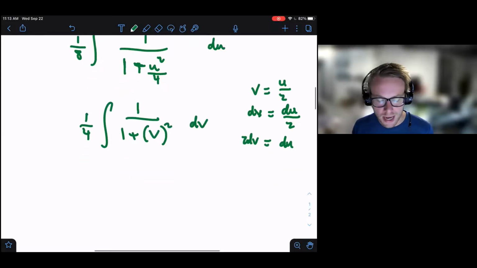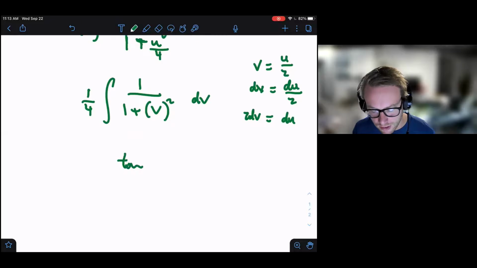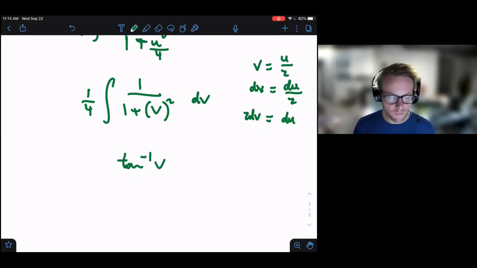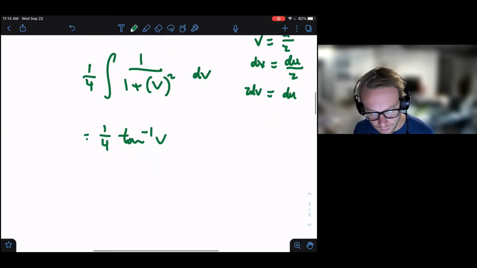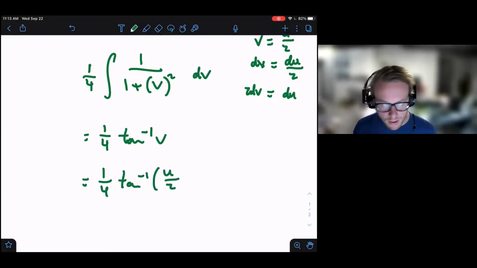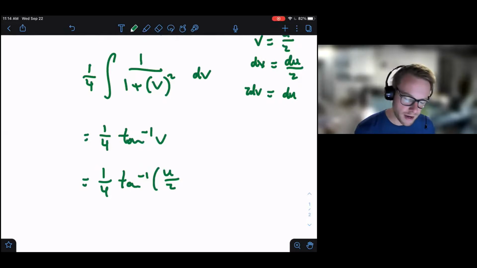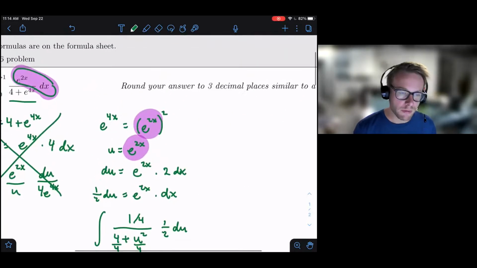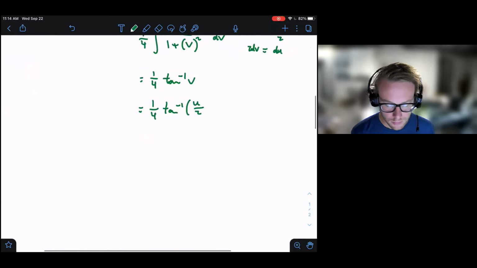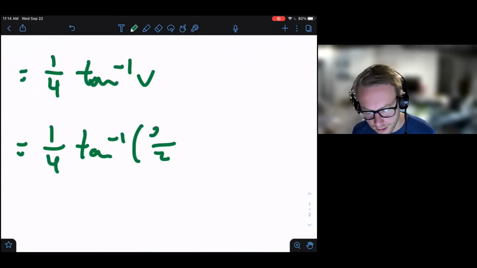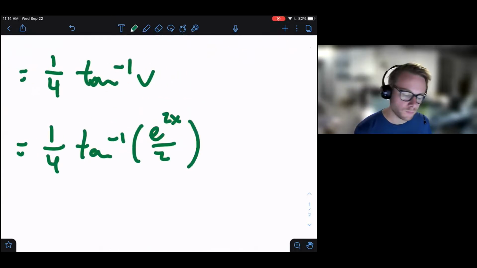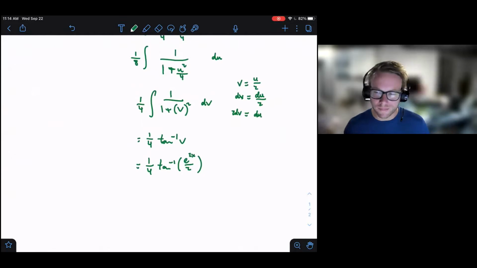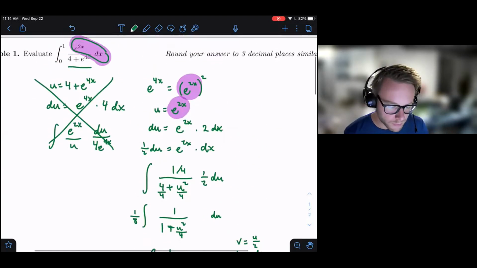Now we can evaluate this. The antiderivative of this is exactly arctangent. This is what we had from our formula. And 1/4 here. Now we need to start substituting back in. Instead of v, maybe I could put u over 2. And remember, that's not even finalized. Originally we had x's. U was originally e to the 2x. So instead of u, we could put e to the 2x. So this right here was an antiderivative. So this will work out well.